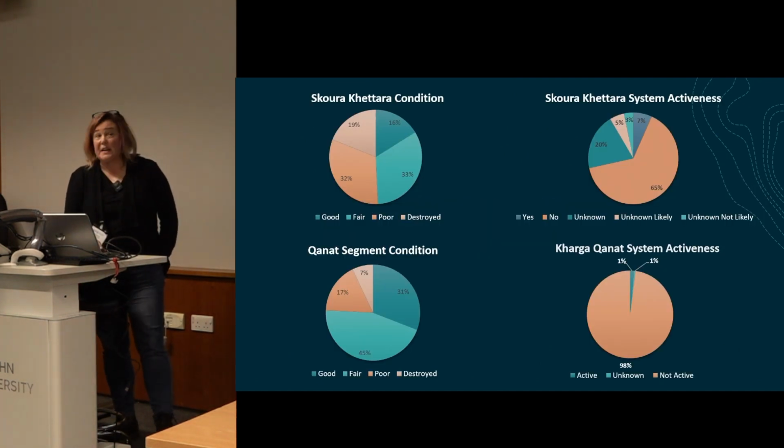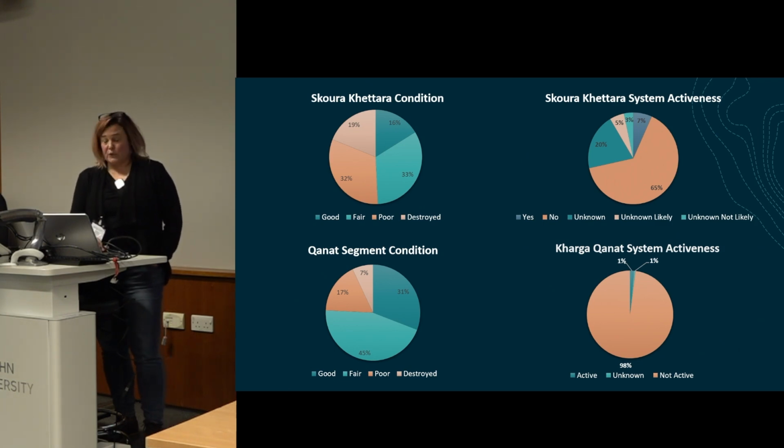So we've established a baseline inventory of Ketera and Kanats for the two study areas, and now know which ones are actively producing water. It's about 7% in Skoura and 1% in Kharga. We now know many Ketera have been abandoned and/or destroyed. The condition of the systems and their activeness can also be monitored as more modern imagery becomes available. This is information that's not always available in official government or even archaeological records.